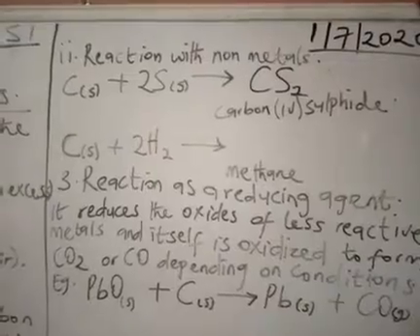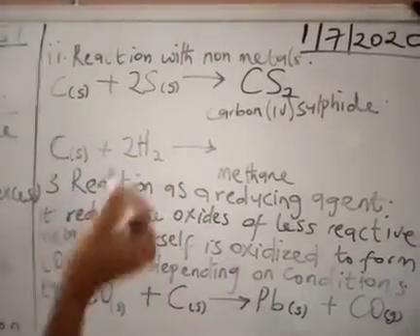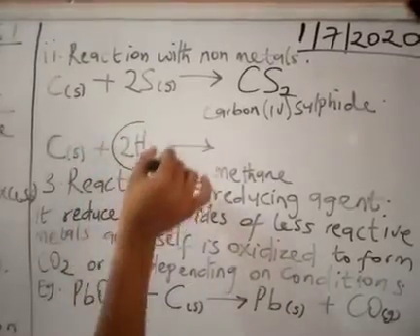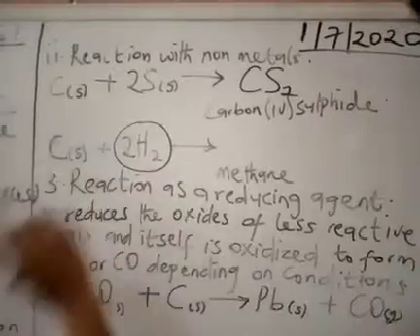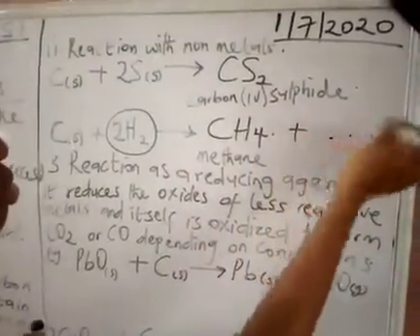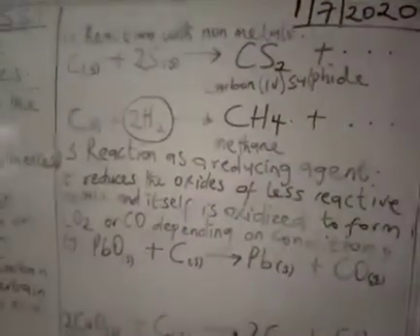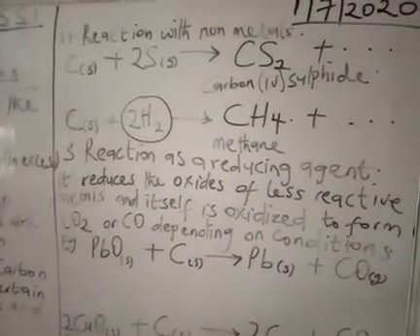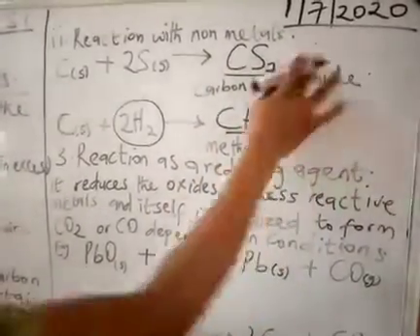Now, this is the second one. We are using hydrogen here. Hydrogen, although a metal, serves as a non-metal here because of the reaction taking place. So, carbon plus hydrogen will give us methane. Now, in other reactions, we can have another product. But in a combination reaction, 2 or more reactants combine together to give us just 1 product. That is why they are combination reactions.